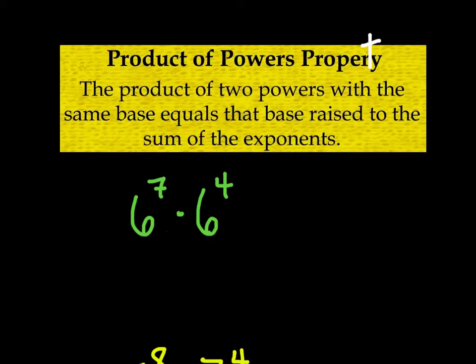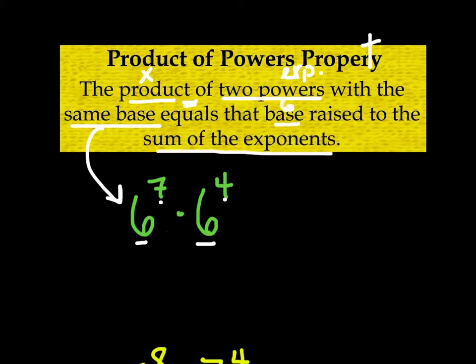Let's break this down. Let's understand what we're talking about. Product means the answer to a multiplication problem of two powers with the same base. That is an example right here. We have the same base 6, and it has two powers, a 7 and a 4. So two powers with the same base, two exponents with the same bottom number, is equal to that base, that number 6 in this case, raised to the sum of the exponents. So adding the exponents. That is what we're looking at for this problem.